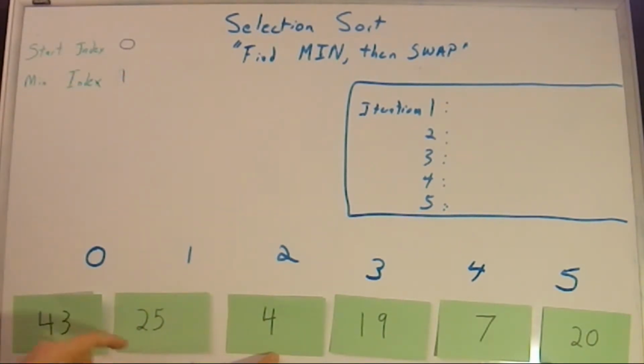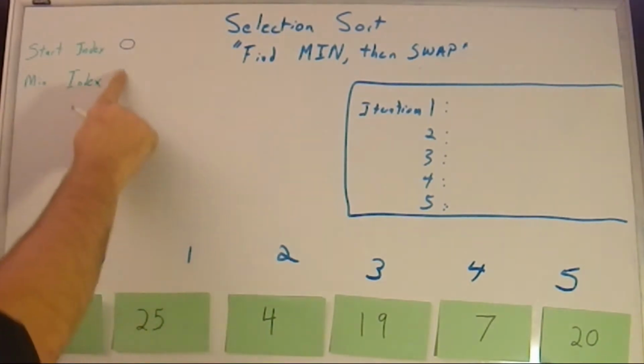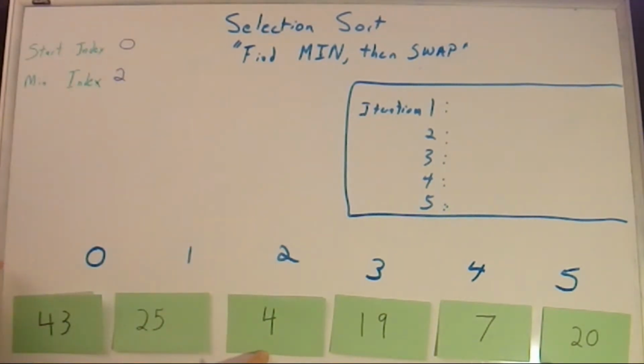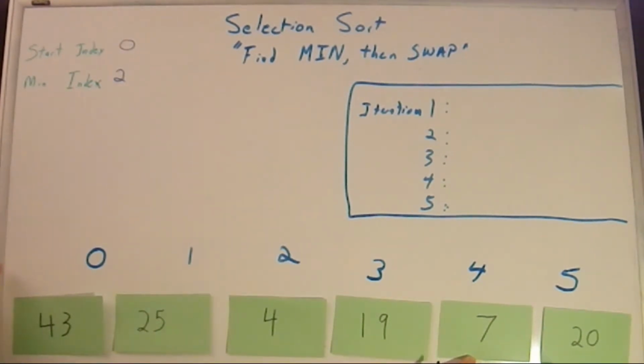We compare it with index 2. Now index 2 is value 4. 4 is less than 25, so our new min index becomes 2. We compare it to the next item, which is 19. 4 is less than 19, so we're okay there. We go to the next one. 4 is less than 7, so we go to the next one. 4 is less than 5. So we've gone throughout the array and we found the smallest value is in index 2.